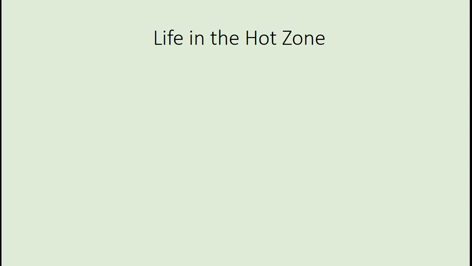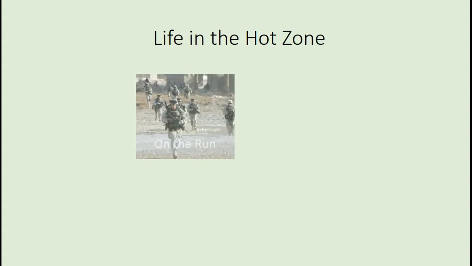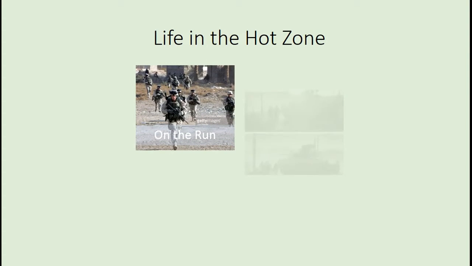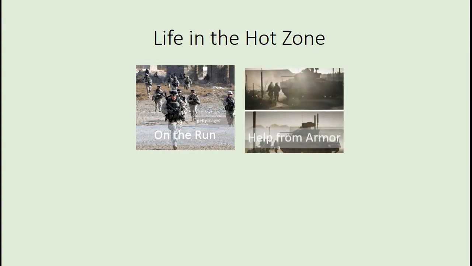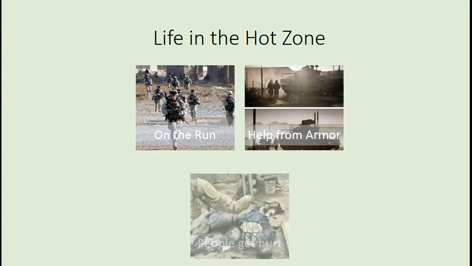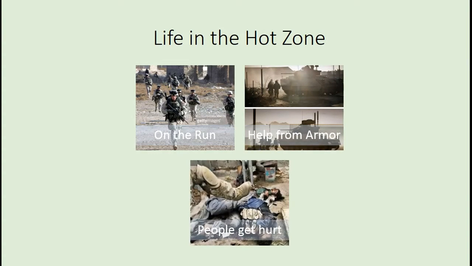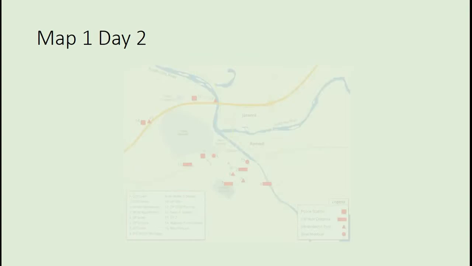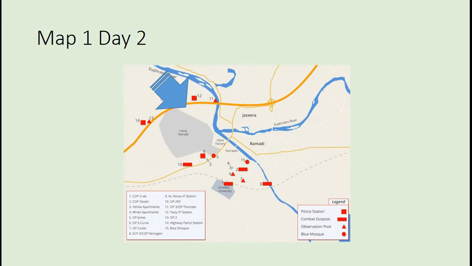And then we can spot in things like something like this, we'll just say life in the hot zone, on the run. Here comes help from the armor. And again, these can all be Tony's images and the fact that people do get hurt. Then maybe we have map one, day two. And now we add some other characterizations in here, the enemy went this way or we went that way, etc.